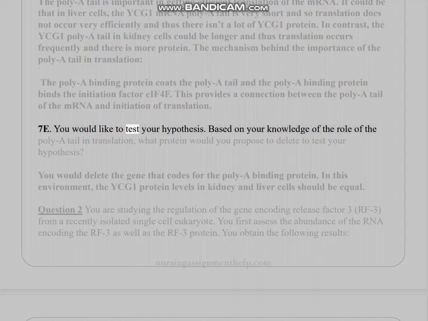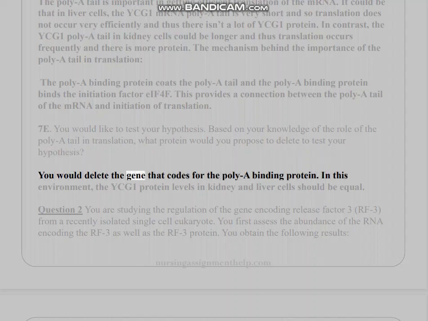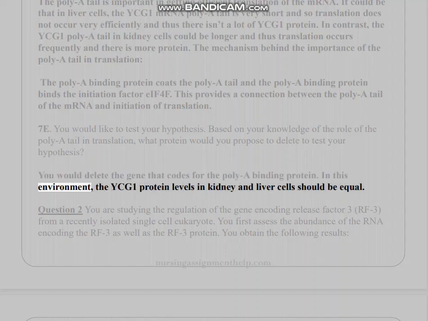7e. You would like to test your hypothesis. Based on your knowledge of the role of the poly-A tail in translation, what protein would you propose to delete to test your hypothesis? You would delete the gene that codes for the poly-A binding protein. In this environment, the YCG1 protein levels in kidney and liver cells should be equal.